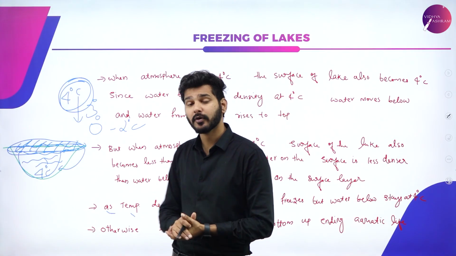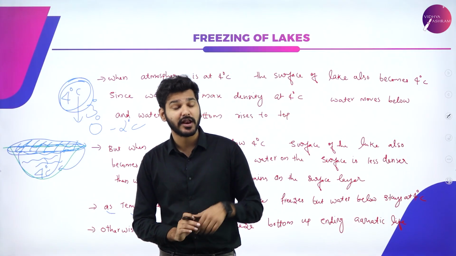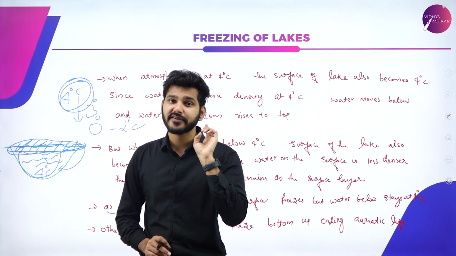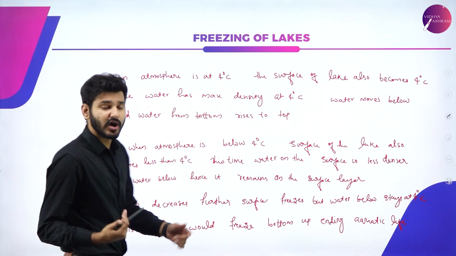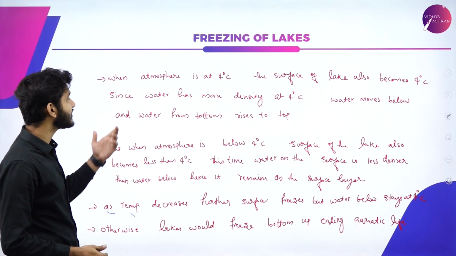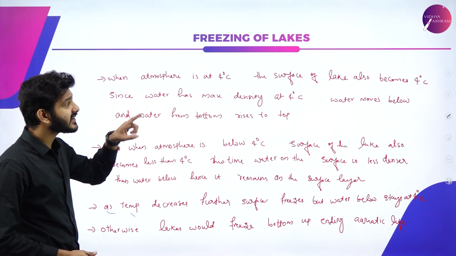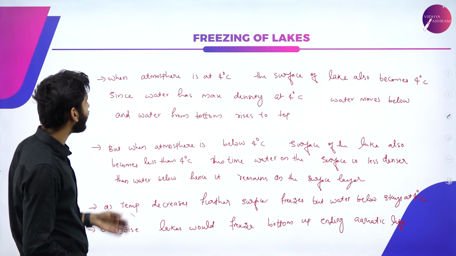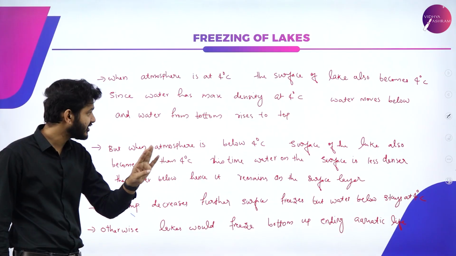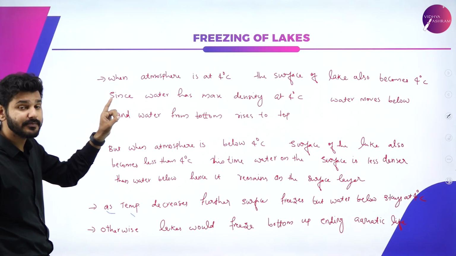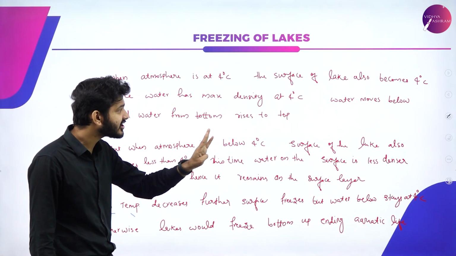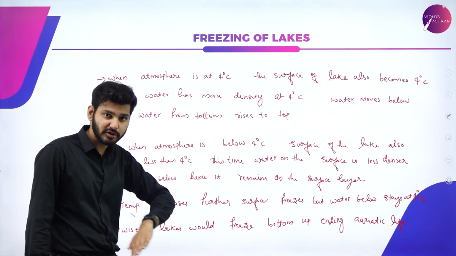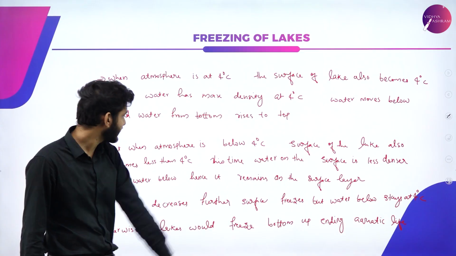And this will not be possible if not for the anomalous expansion of water, which provides higher density at 4 degrees Celsius. So how can we write it in words? So in words, we can say that when the atmosphere is at 4 degrees Celsius, the surface of the lake also becomes 4 degrees Celsius. And since water has maximum density at 4 degrees Celsius, this water moves to the bottom layer while the bottom layer water comes to the surface.